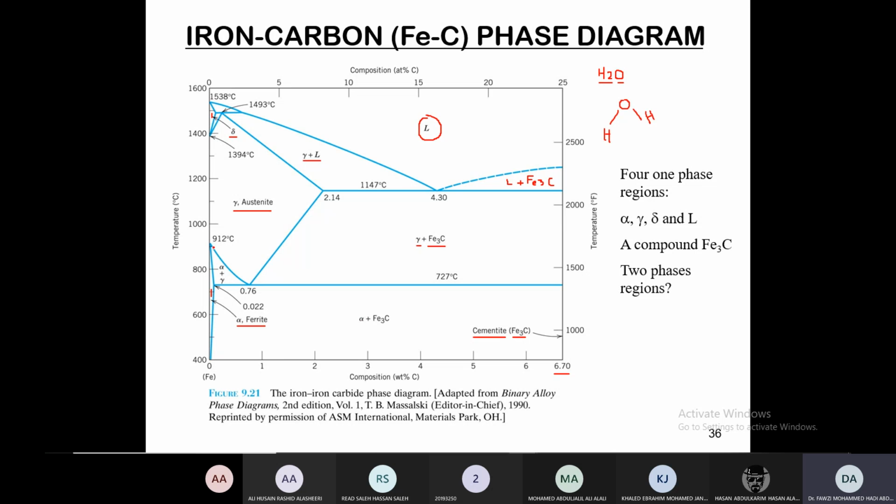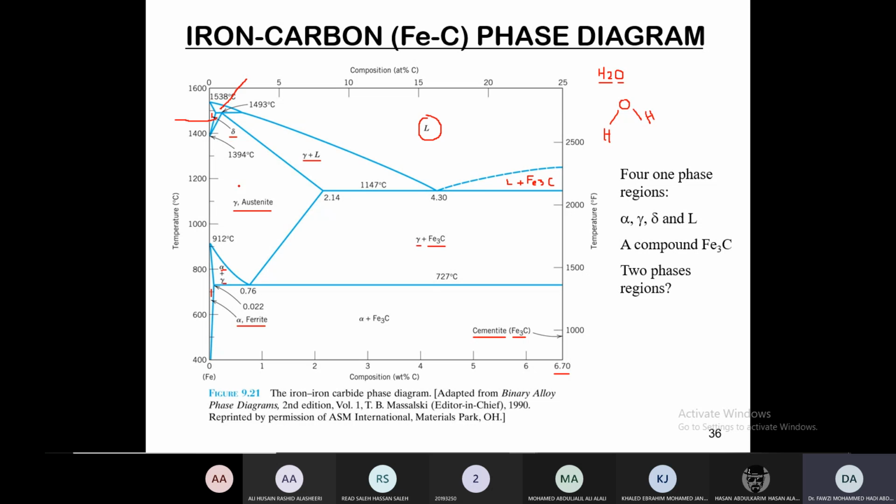This is a two-phase region, and this triangle here is an important triangle. It's called the intercritical area. You have the gamma phase and the alpha phase coexisting here. Here also we have two-phase regions. This is a single phase region, delta ferrite, which is this phase here. But in here we have a two-phase region, and in here also we have a two-phase region.